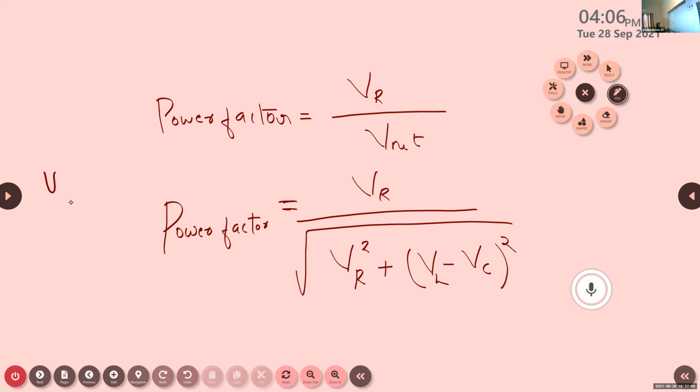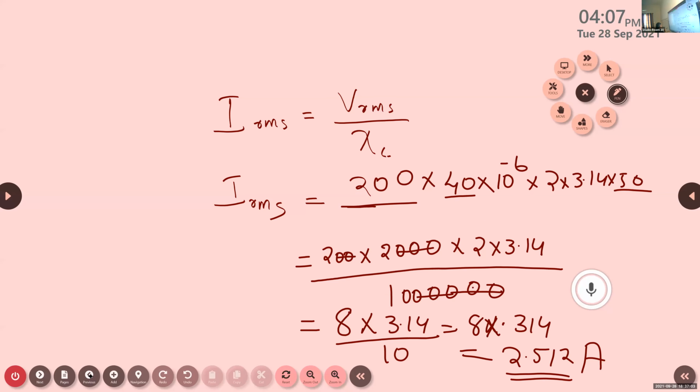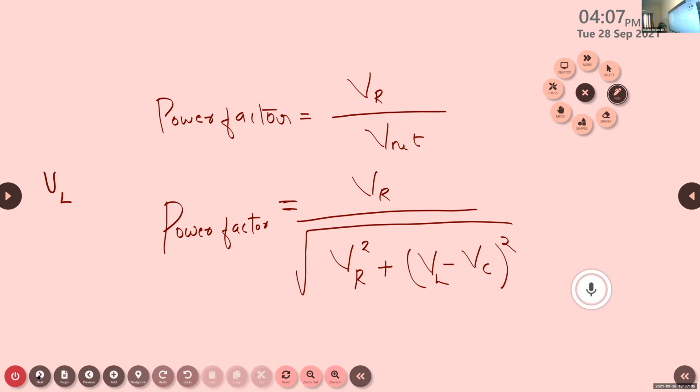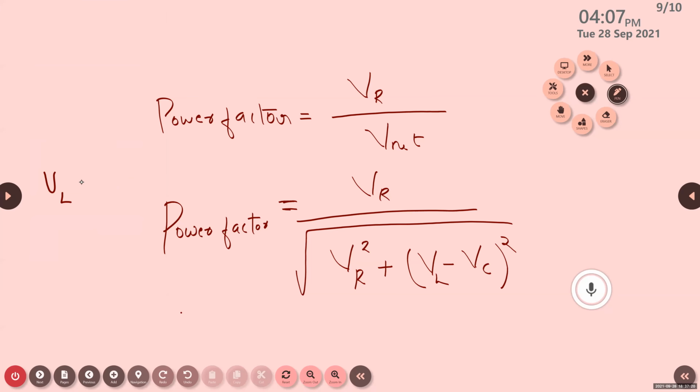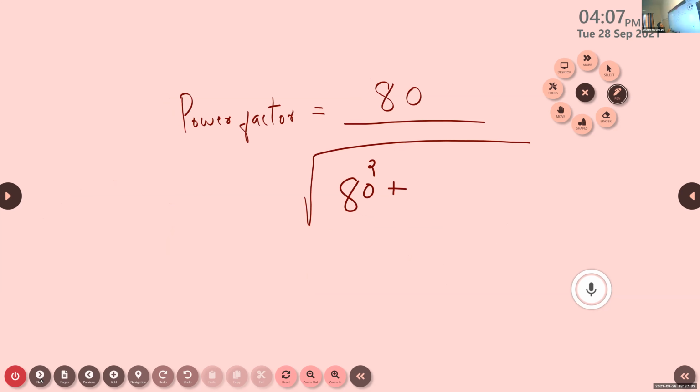What is VL? The value of VL? 100. Okay, VL is equal to 100. And what about VC? 40. So it becomes 100 minus 40 the whole square.